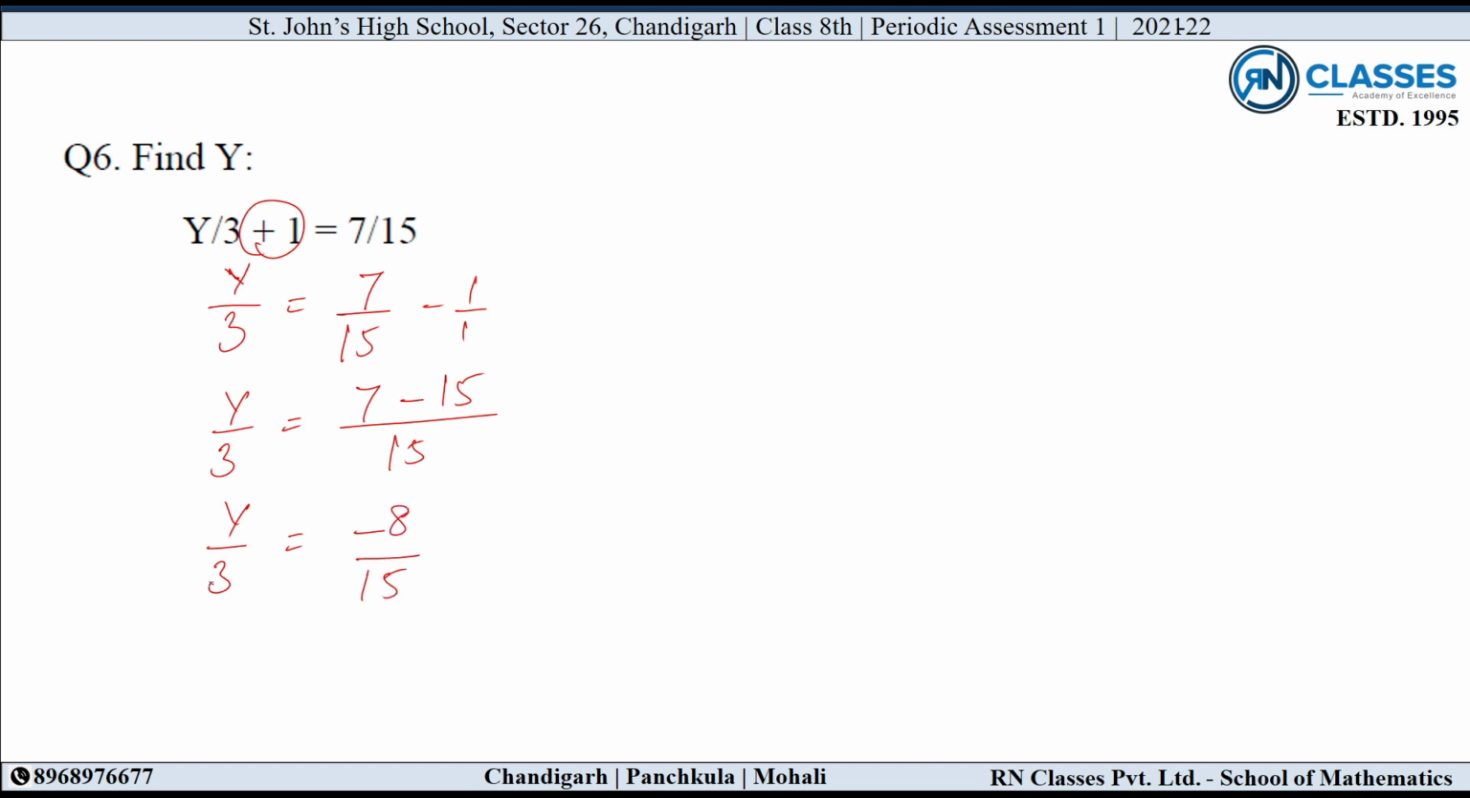Now +3 is in the denominator on the left hand side. When you change the side, it will be in the numerator. -8/15 into 3. Right? Solve this. 3 fives are 15. So you get y as -8/5. That's it. Moving on to the next one.